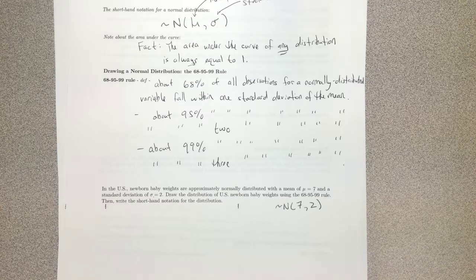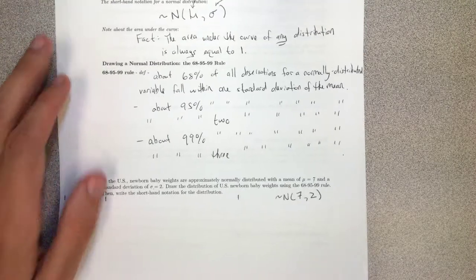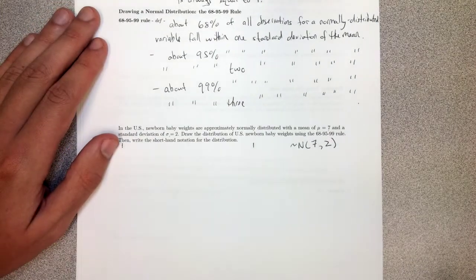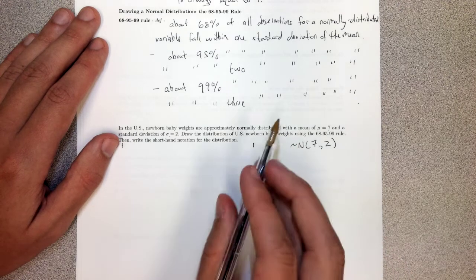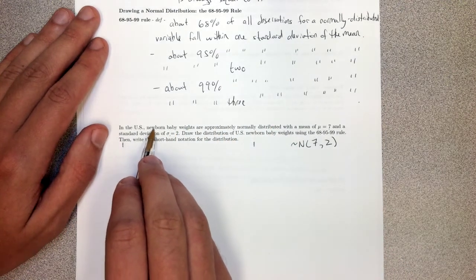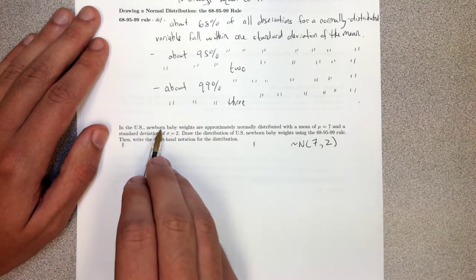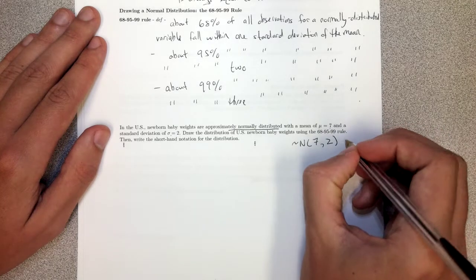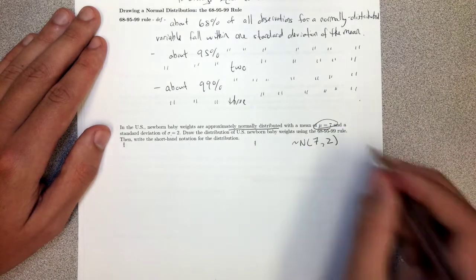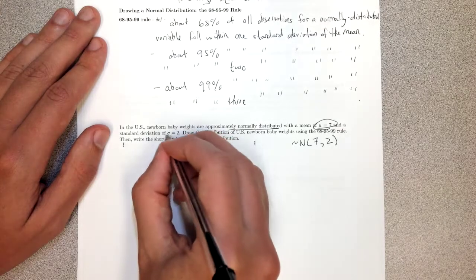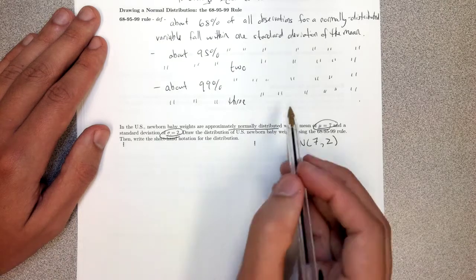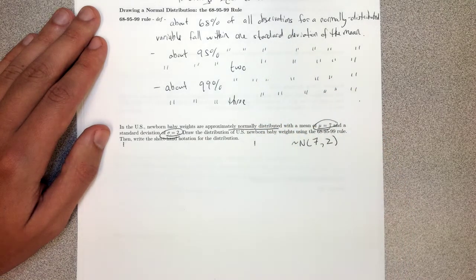Okay, so what does that really mean? Well, it's easier to see visually, like most things in statistics, much easier to see with a picture or a graph. And so we're going to use this baby weight example. We know that in the US, newborn baby weights are normally distributed, at least approximately, with a mean of 7, so there's our little mu symbol, and a standard deviation of 2. And so let's draw this distribution using this rule as an approximate guide.